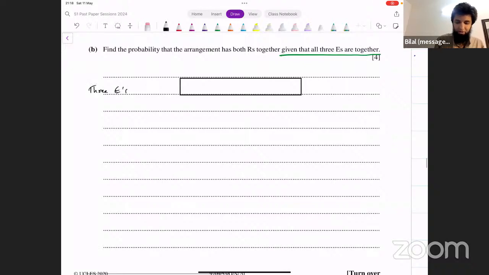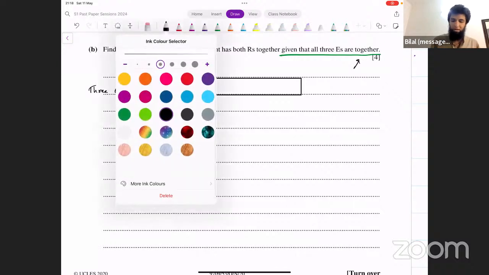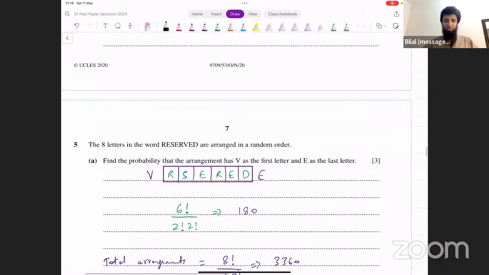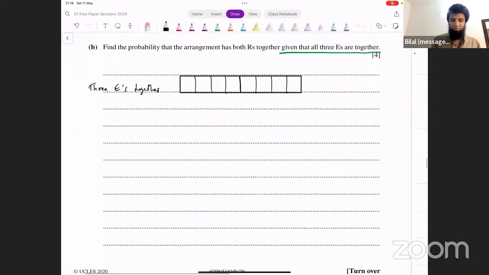Three E's together, because that's the case that is given. That has to be the denominator of the probability formula. Okay, three E's together. We have 8 letters in total, so we can say we have 8 boxes. Since we want the three E's together, we can merge 3 boxes, put the three E's inside that single box.